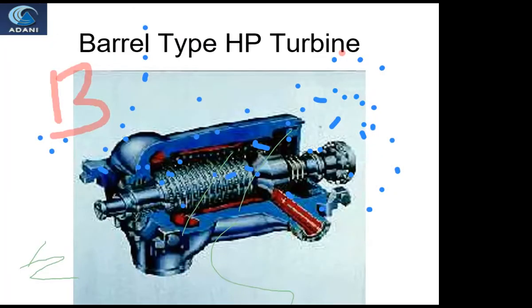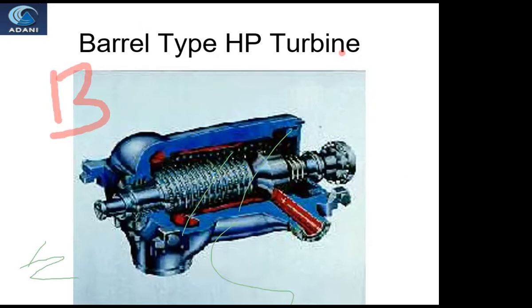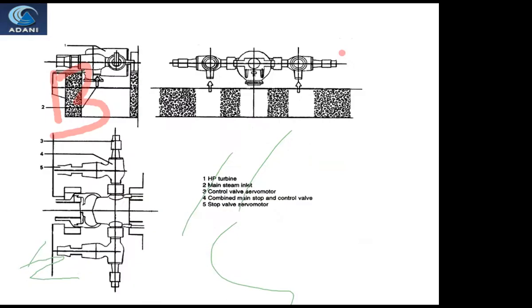This is the barrel type or double casing HP turbine, as I told. How the control valve looks like. This is the control valve and this is the stop valve. Steam is coming over here, entering, it is stopped. If it goes up, then it will enter here and it will control it.